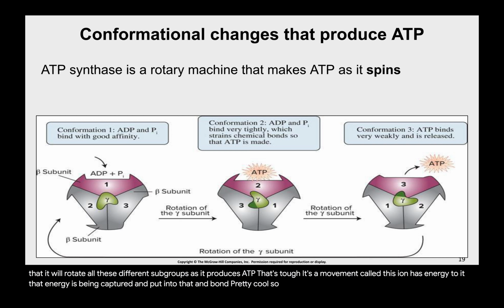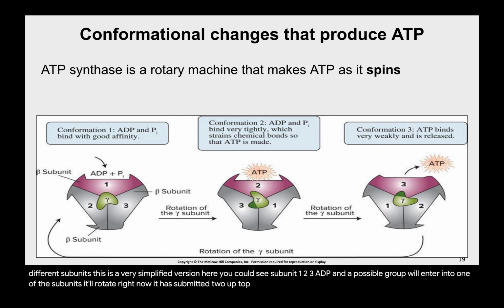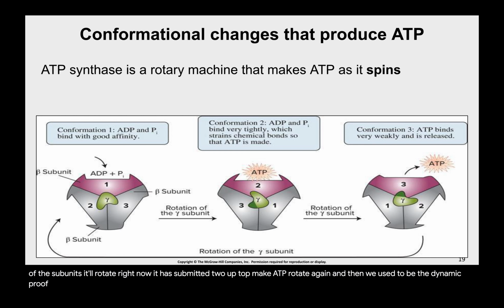So, I mentioned that this ATP synthase moves. So it has these different subunits. This is a very simplified version here. You can see subunit 1, 2, and 3. ADP and a phospho group will enter into one of the subunits. It'll rotate, now it has subunit 2 up top. Make ATP, rotate again, and then release the ATP. So it's a very dynamic protein.